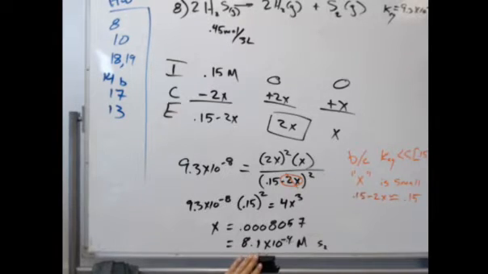Second thing I want to point out: this is not our final answer. The problem clearly asks for the concentration of H2 gas, so we have to double that number. We're going to get 16.2 times 10 to the minus 4, and that will be our answer.